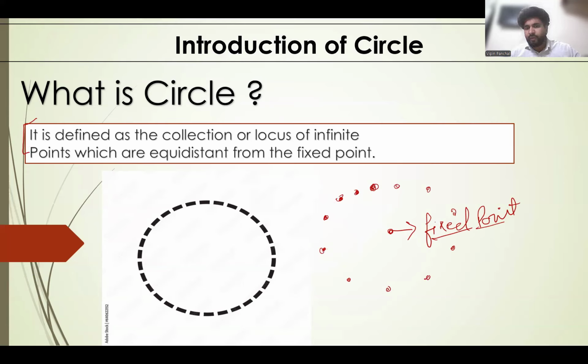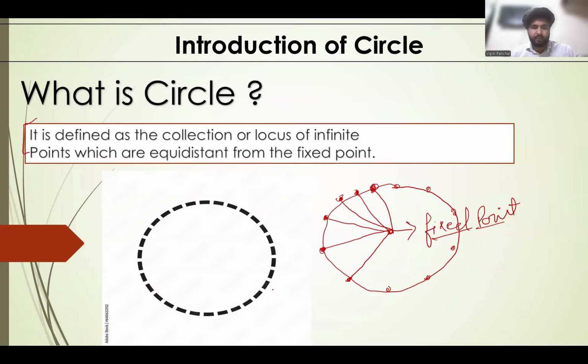What is the feature of these points? All these points are equal distance from this fixed point. Okay. And this collection of infinite points which are equidistant from the fixed point is called a circle. So it is the definition of a circle. Okay. You can see infinite points and this is a fixed point.